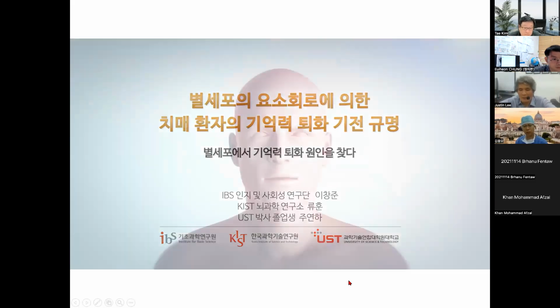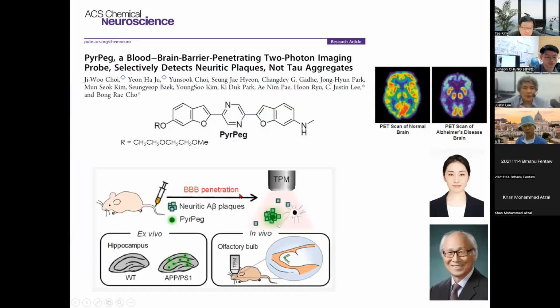In addition, we have developed this PERPEC, which is a 2-photon imaging probe to selectively mark the neuritic type of amyloid beta plaques, which are known to be more toxic. And we are trying to develop this based on PERPEC. It's a fluorescent molecule, but we are trying to use that as a PET imaging probe.